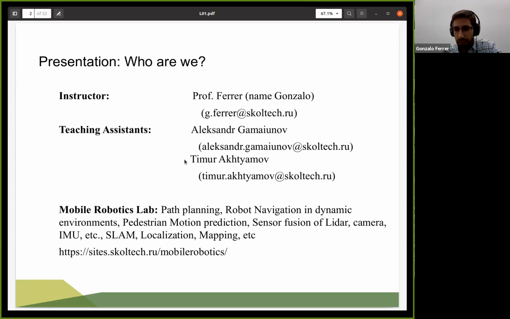A little bit about us, apart from the course. We are part of the Mobile Robotics Lab. Some of the topics that we do research on are path planning and robot navigation. We also do human motion prediction, and these are topics that are well aligned with the content of this course. We also have other research topics more related to perception: sensor fusion, visual SLAM, localization, state estimation. They are still interesting for robotics, but we will not treat them too much in this course.